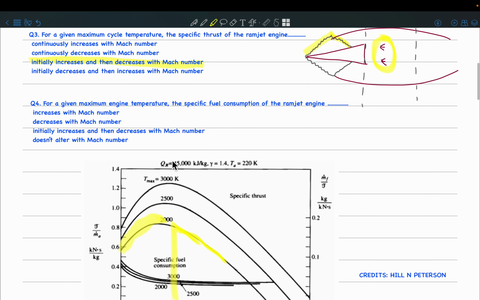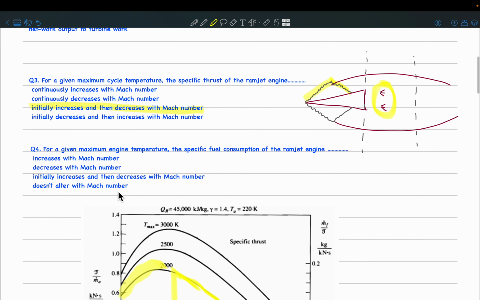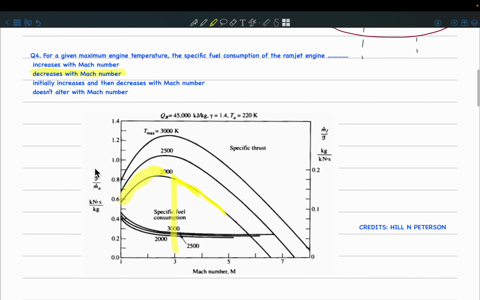Similarly, we can ask what happens to the specific fuel consumption of the ramjet engine as we increase the Mach number. So what is the answer? Continuously decreases with Mach number. Yes. So why is that so? As you increase the Mach number, the specific fuel consumption is decreasing. Why?